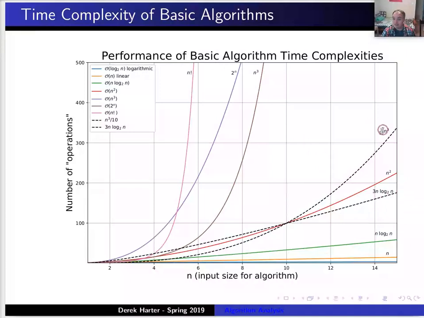Okay, so this is an example. I've only used constants here, but I could have done the same thing. So if you compare an n log n algorithm, but let's say we multiply it by a constant factor.